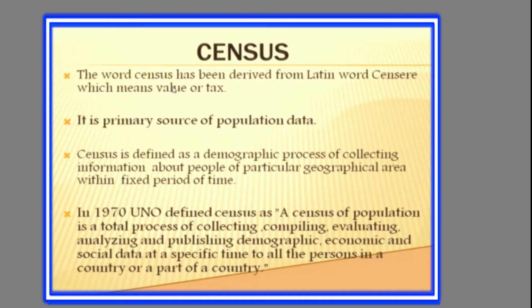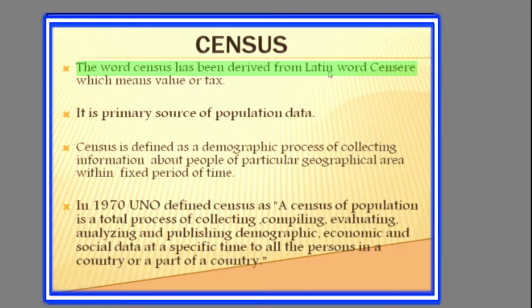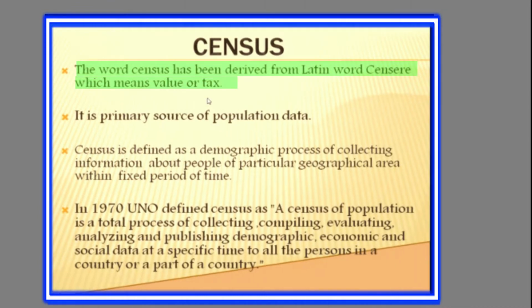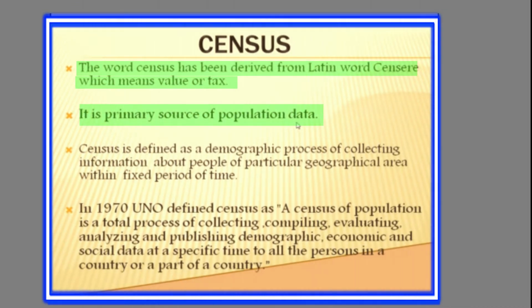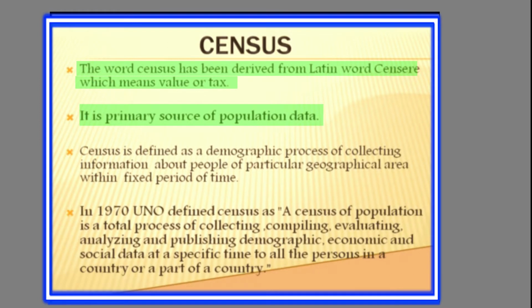Here we are in our screen. So let's start. What's census? So let's know something about census. The word census has been derived from the Latin word censor, which means value or tax. You can understand this. It is a primary source of population data. It means there are two sources of population data. They are primary source and secondary source, and census falls in the primary source of population data.